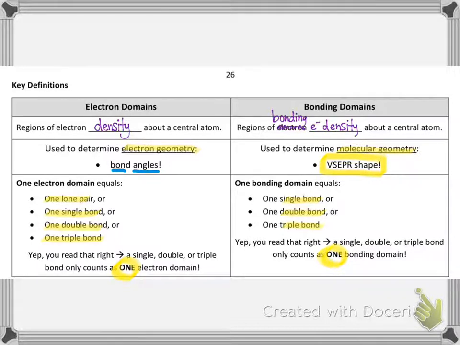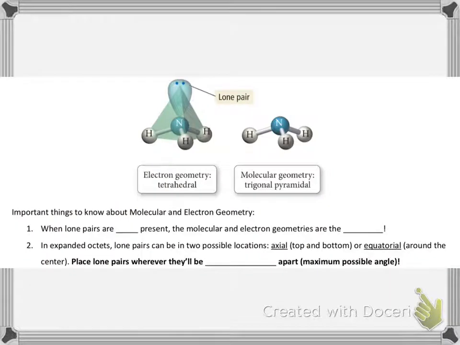So now that you have that information, you can use it to determine not only the molecular geometry, but also the electron geometry. So if you look at ammonia again, NH3, if you're counting the regions of electron density, well, there are 3 bonds, so those are 3 regions, but there's also a lone pair. So there are 4 regions of electron density, which means 4 electron domains, which means it has a tetrahedral electron geometry. However, it only has 3 bonding domains, which makes it trigonal pyramidal as far as its VSEPR shape.